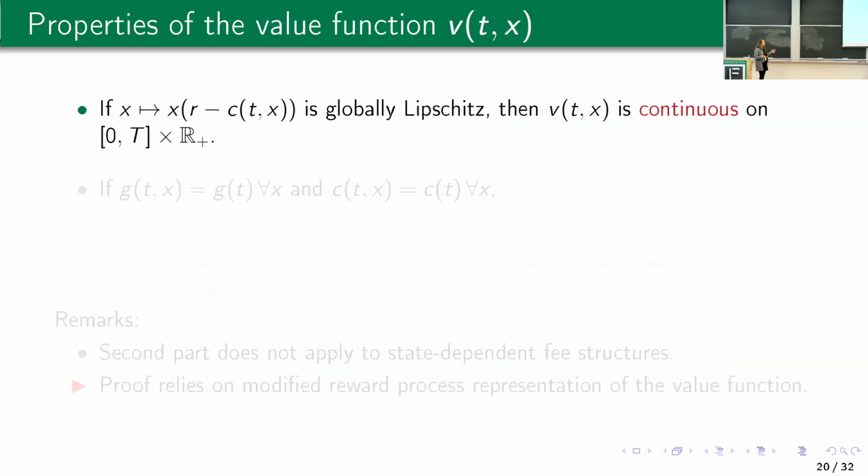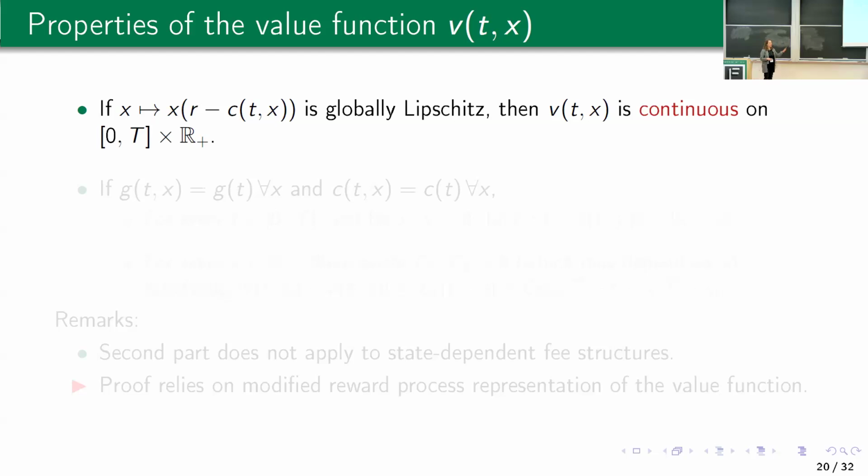Quickly, I just want to list some properties of the value functions that we obtained by using the continuous reward process, and some more work. So we also get some continuity. Now, this is dependent on our drift being globally Lipschitz. So this already eliminates the state-dependent fee, which is the one that is paid only in a region, because there it has really a jump.